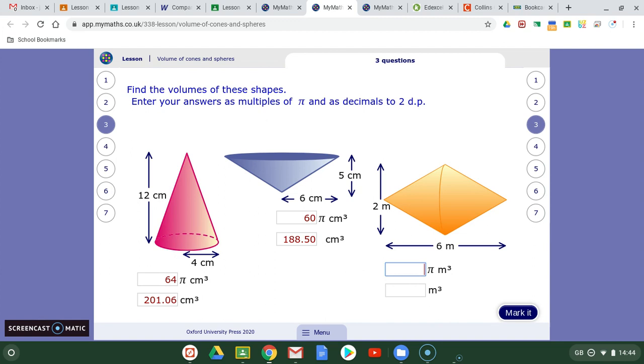Then this one, interesting, 2 cones put back to back. Our radius here would be 1. Let's find, I wonder if there's a different way we can do this.